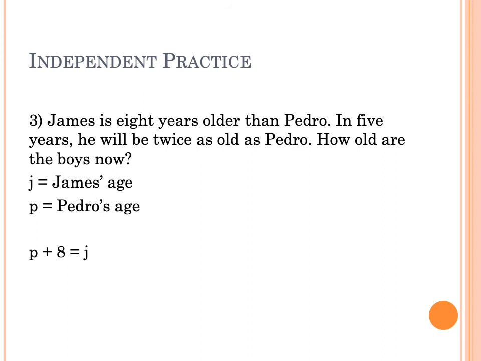So I chose to do P plus 8 equals J. James's age equals Pedro's plus 8. Now, the other way you could have done it, you could have reversed it and said J minus 8 equals P. If you're taking James's age, because Pedro is 8 years younger, subtracting 8 gets you P. Depending on how you want to set it up, there are multiple ways you could have done this.